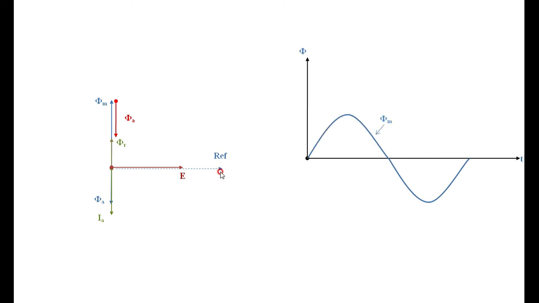If you are drawing the vector diagram, I am taking phi m, the main flux, as the reference here, and the armature flux is acting exactly opposite to phi m. Therefore, I am drawing it here, that is a 180 degree phase shift. Therefore, phi m and phi A are acting opposite to each other. If you superimpose these two waveforms, this is the resultant flux phi r that I am getting.